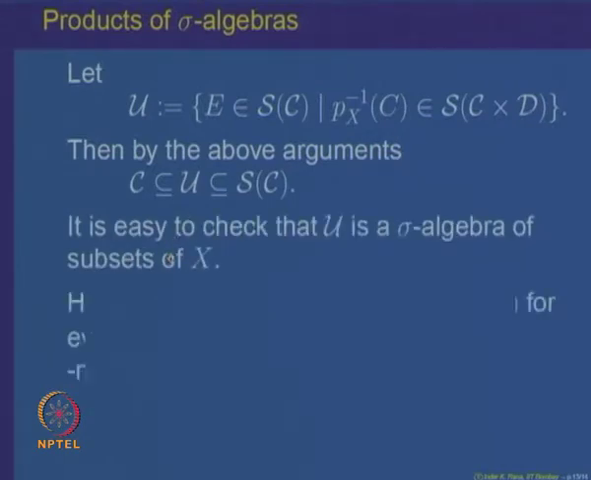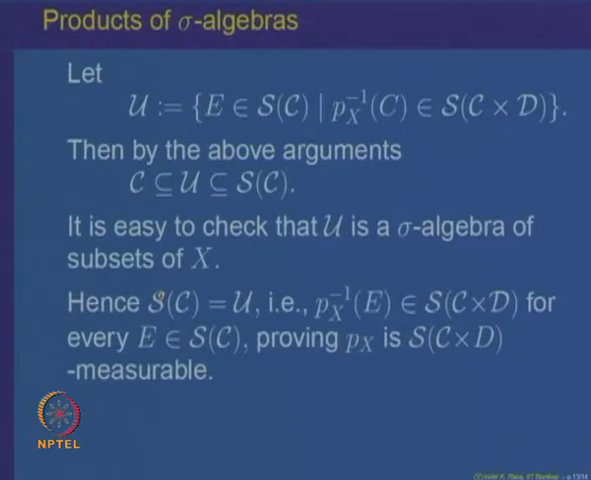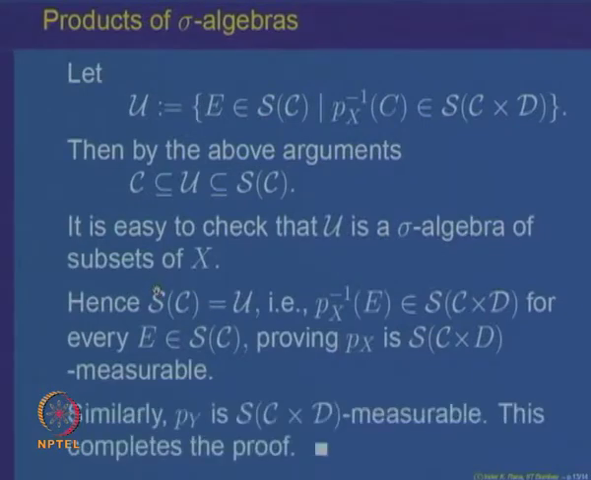So, that proves the fact that whenever C and D are two classes of subsets of X cross Y, then S of C cross D is the same as S of C times S of D.